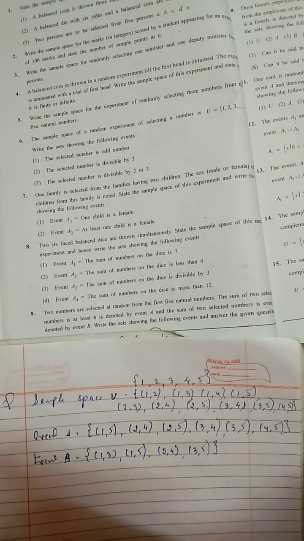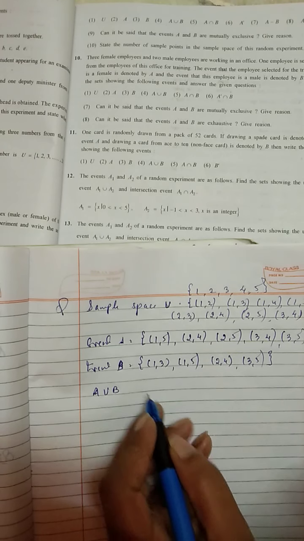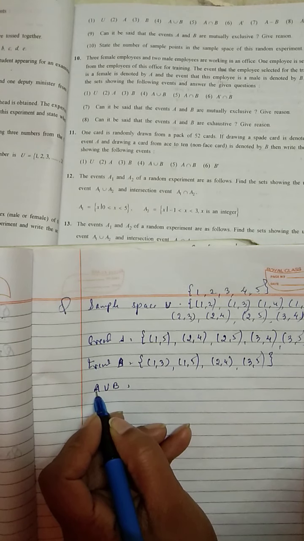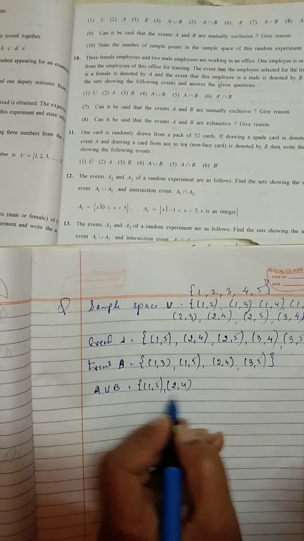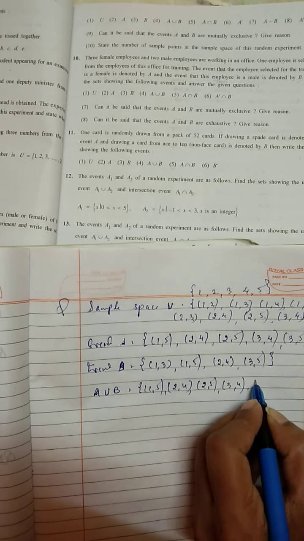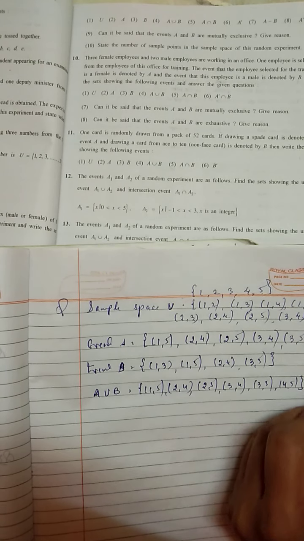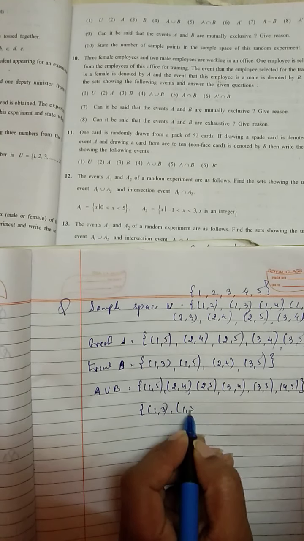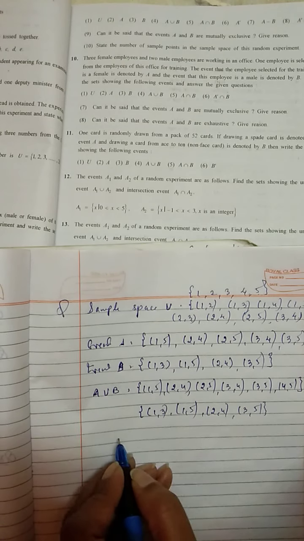Now students, what do we have to find? We have to find A union B. A union B, it means A's outcomes are 1, 5, then 2, 4, 2, 5, 3, 4, 3, 5, 4, 5, and B's outcomes are 1, 3, 1, 5, 2, 4, 3, 5. These are the outcomes of event B.